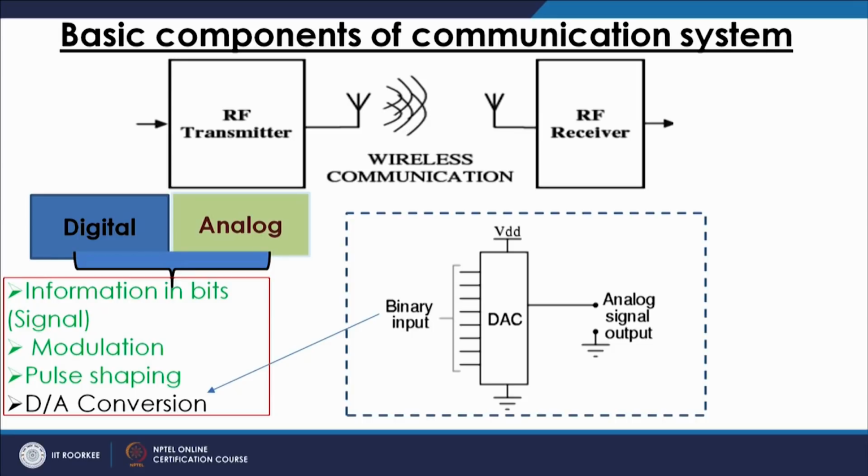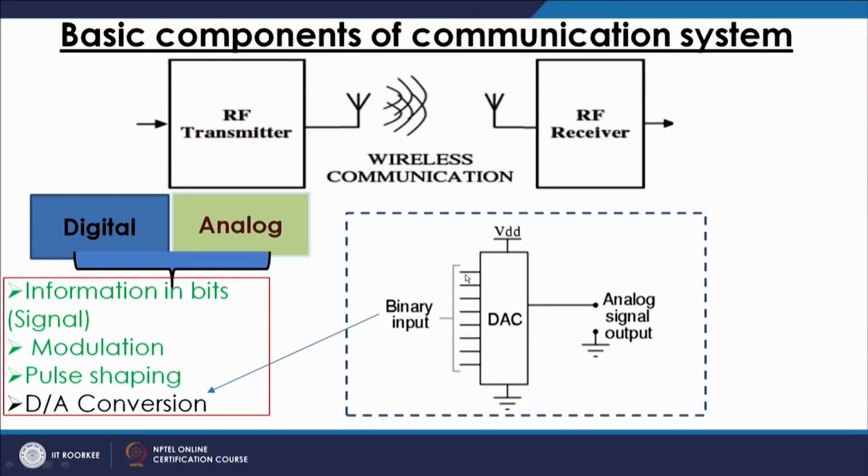Once we have our information in the digital domain completely, the next step is to convert this digital information into analog information, because an analog waveform is something which actually travels across the medium, and not the digital information. So, in digital to analog conversion, our data which is in the digital domain can be represented in binary input.